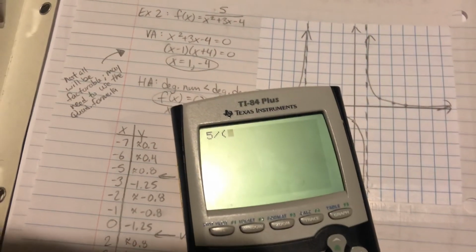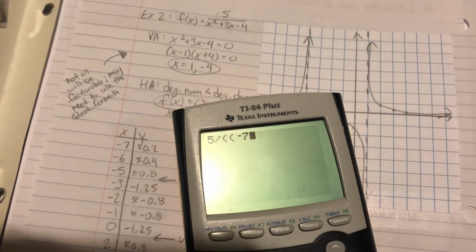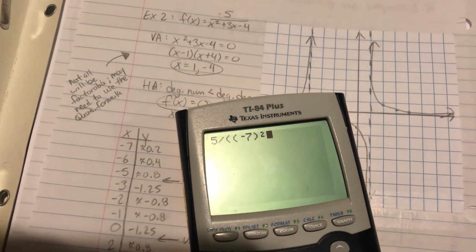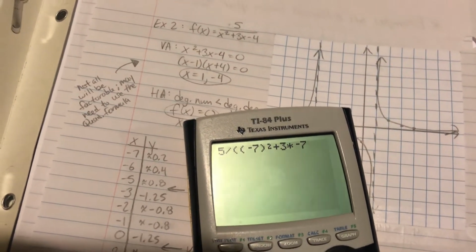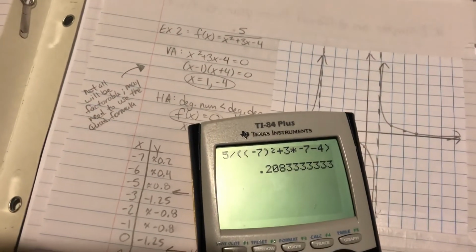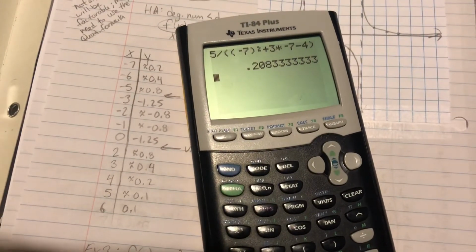Okay, so let's say we're going to do -7. We're going to open our denominator, -7 squared plus 3 times -7 minus 4. Close our denominator, and there's your value.